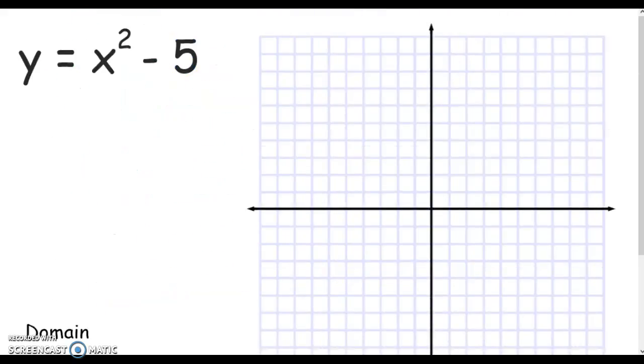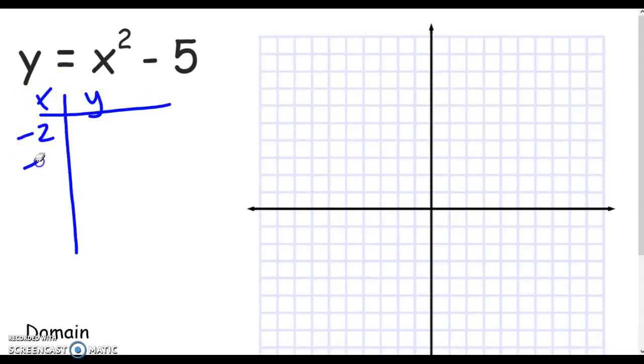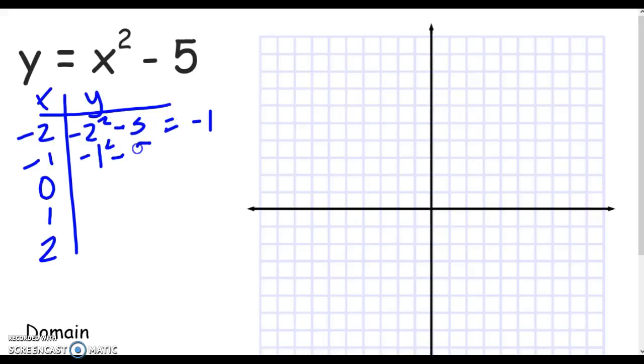Okay, moving on. Now I have a little bit of a different equation because this is a binomial. I'm going to go ahead and do the same thing, and I'm going to set up my table. I'm going to do my x and my y, -2, -1, 0, 1, and 2. So now I'm going to do -2 squared minus 5. Well, my -2 squared is going to give me 4, and 4 minus 5 equals a -1. I have -1 squared minus 5, and in this case, my -1 squared is going to be 1 minus 5, which gives me a -4.